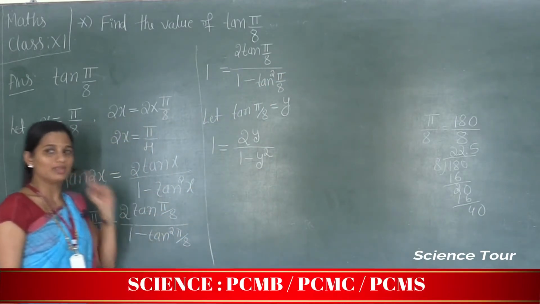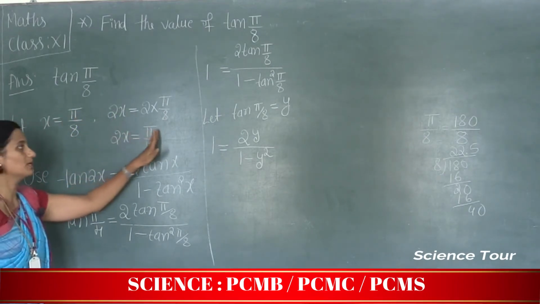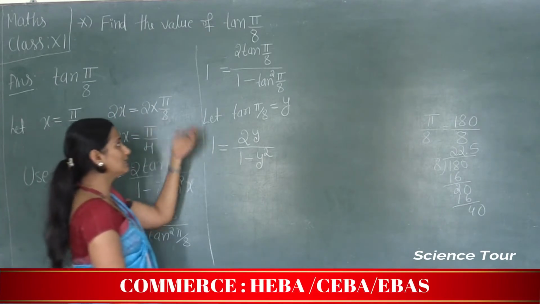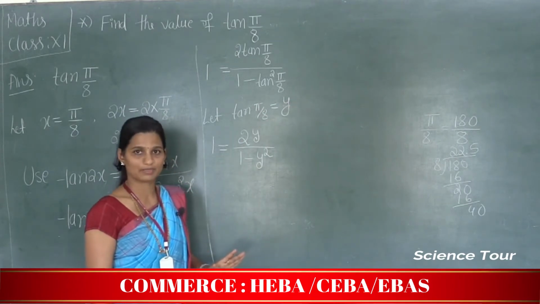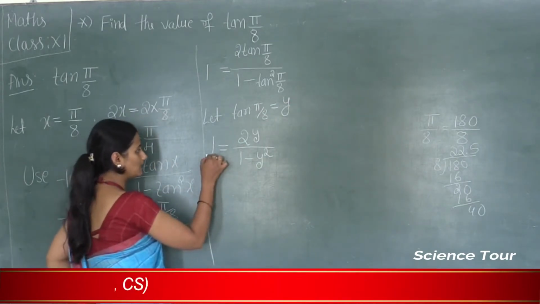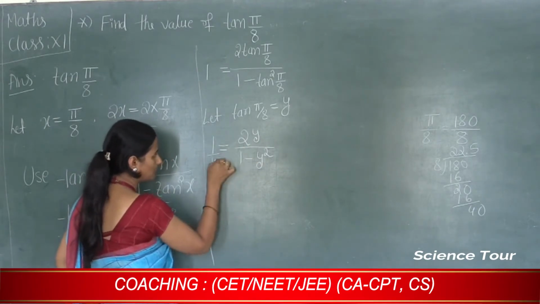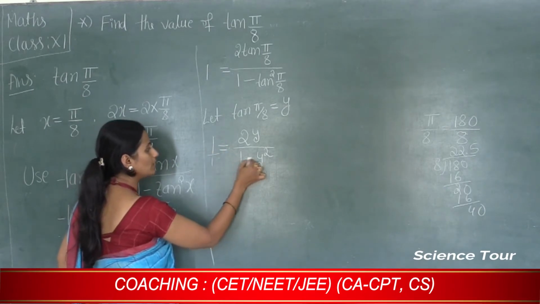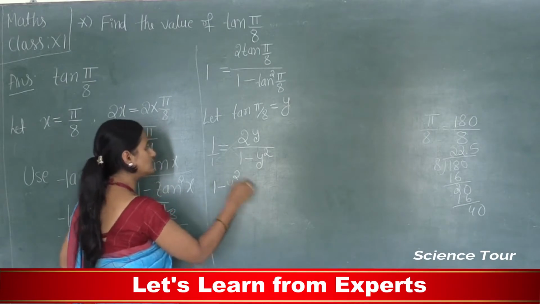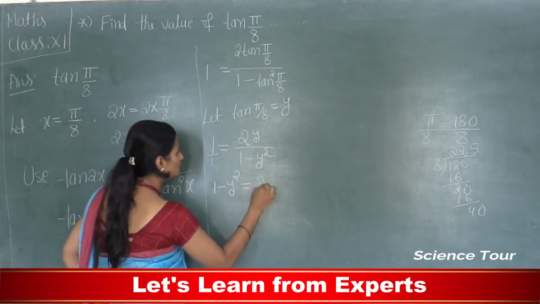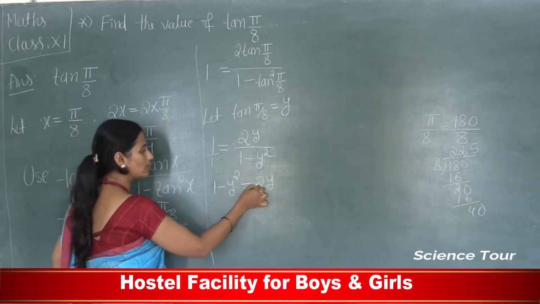Is this clear? First I substituted x is equal to pi by 8. Next 2x is equal to pi by 4. Later again I substituted tan pi by 8 as y. Clear? Yes. So now cross multiply this. 1 means it is 1 divided by 1. So cross multiply: 1 into 1 minus y square is 1 minus y square, which is equal to 1 into 2y, that is 2y. Correct, no? So 1 minus y square is equal to 2y.